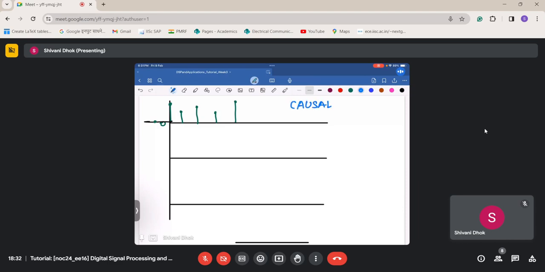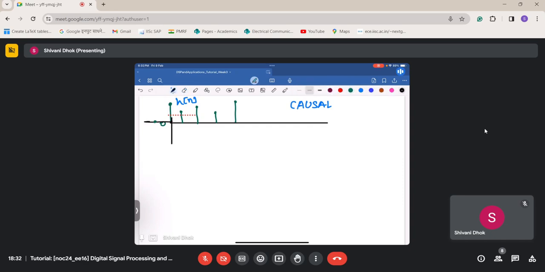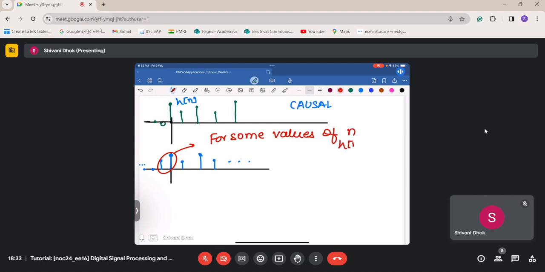This is h of n. Then if I have a system which is something like this, you observe that for some values of n less than 0, h of n is not equal to 0. So this is non-causal.